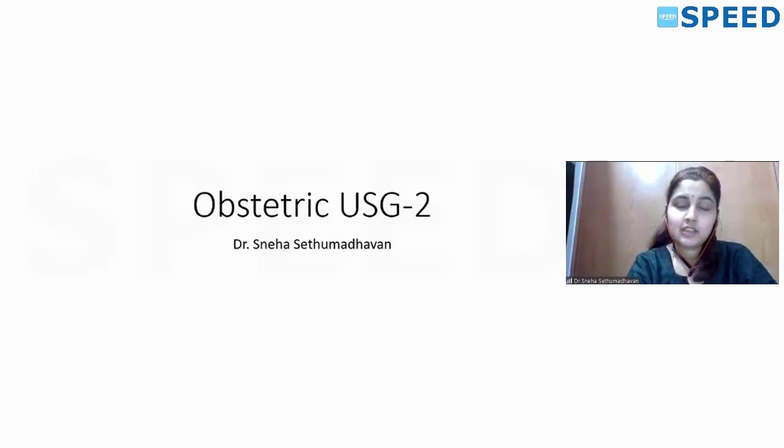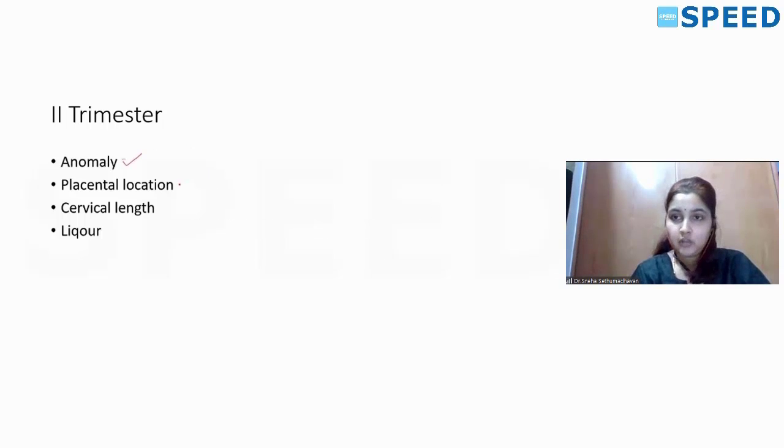So as we discussed yesterday, in the second trimester, the major obstetric scan that we do is the anomaly scan to see if all the organs of the baby have been developed properly. So the first will be, like I said, to check if the baby has any anomaly.